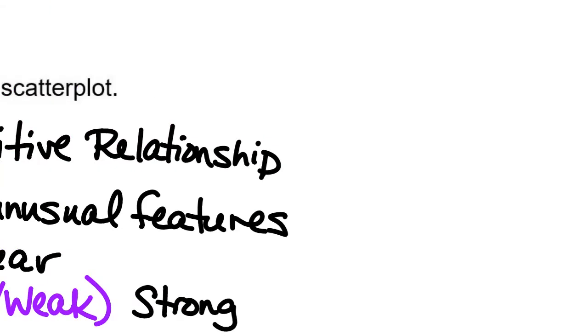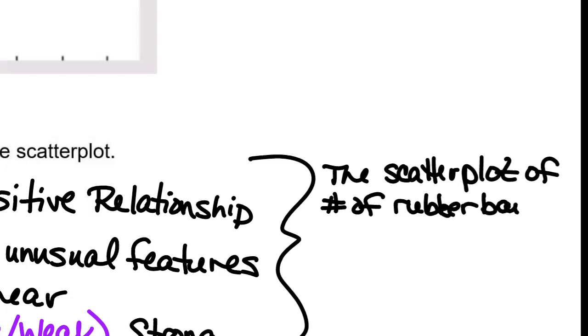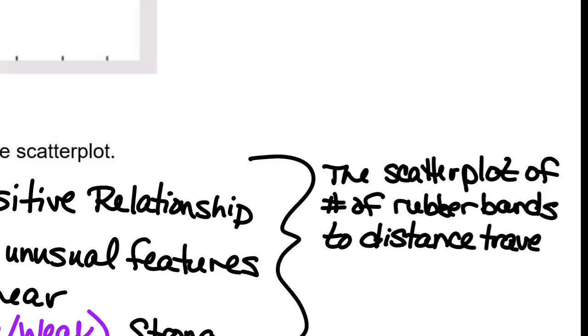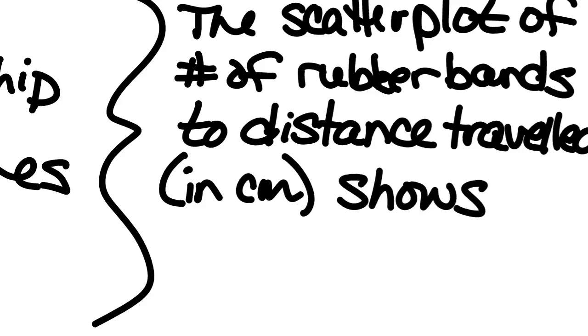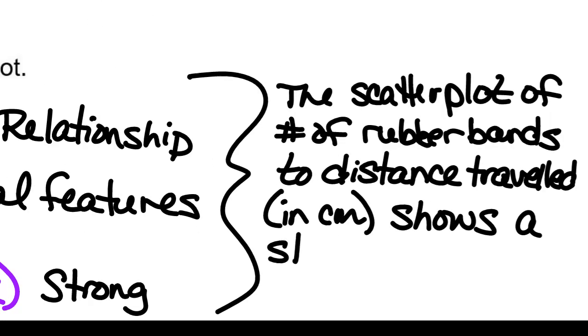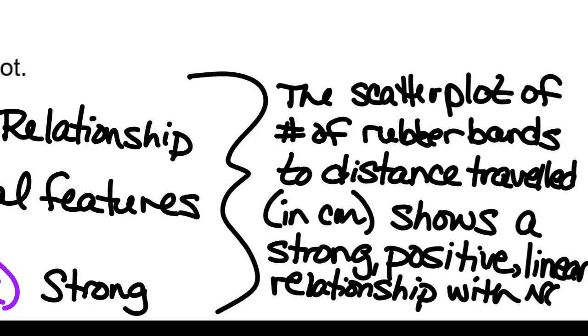So if I was asked on the test to describe this distribution, I would say that the scatter plot of number of rubber bands to distance traveled in centimeters shows a strong, positive, linear relationship with no unusual features.